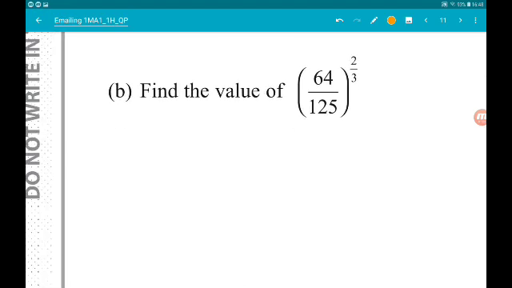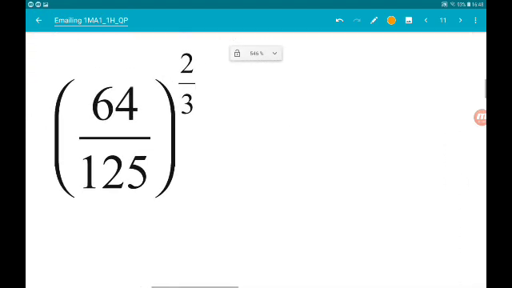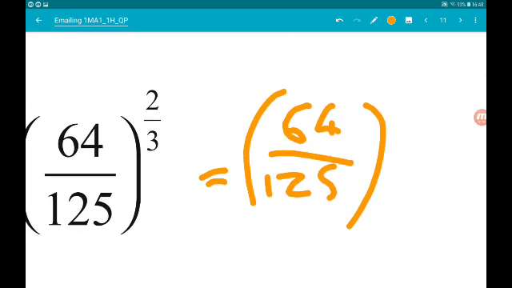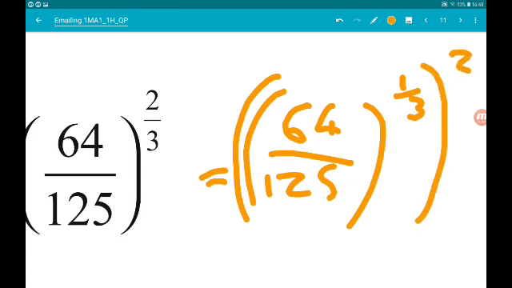Part B wants to find the value of 64 over 125 to the power of 2/3. So when you've got a power like this, we're going to split it up. So we are going to say that this is 64 over 125 to the power of 1/3, all squared. By the rules of indices, when they are separated by a bracket, they multiply together, so we haven't done anything naughty, we've just split the power.